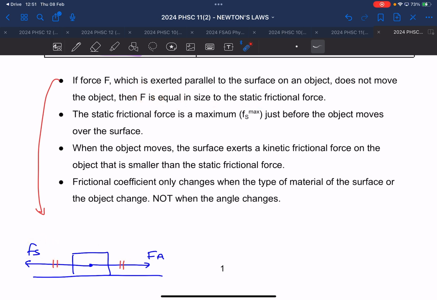Alright, then they say the static friction force is a maximum just before it starts to move. That's what I've just showed you. Just before it moves, it's very high. And when the object moves, sorry, let's highlight. If parallel to surface, not moving the object, F equal to static frictional force.